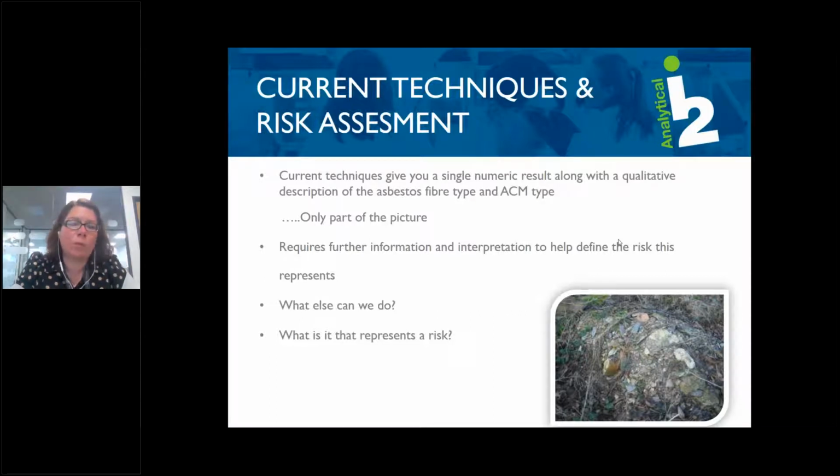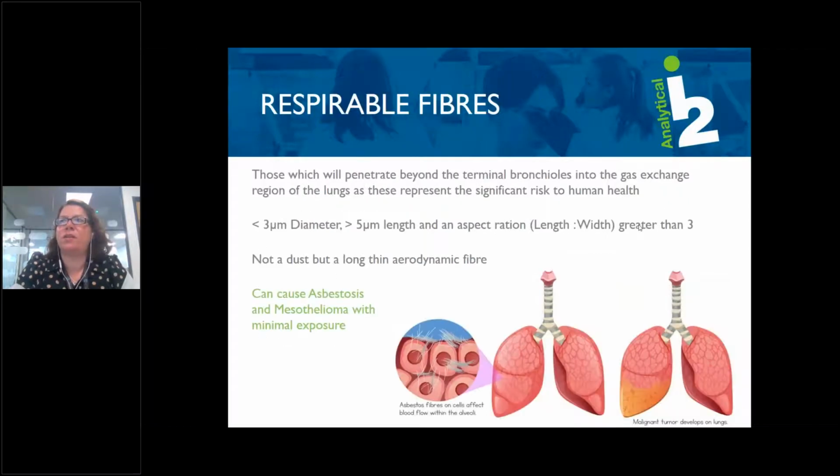So what else can we do? What can we do to help work out what represents a risk? And that really is where the dustiness method comes in. So first of all, we need to understand the risky bits of asbestos, and they are the respirable fibres. They're those that will penetrate beyond the terminal bronchioles into the gas exchange region of the lungs, and they're the ones that represent significant risk to human health.